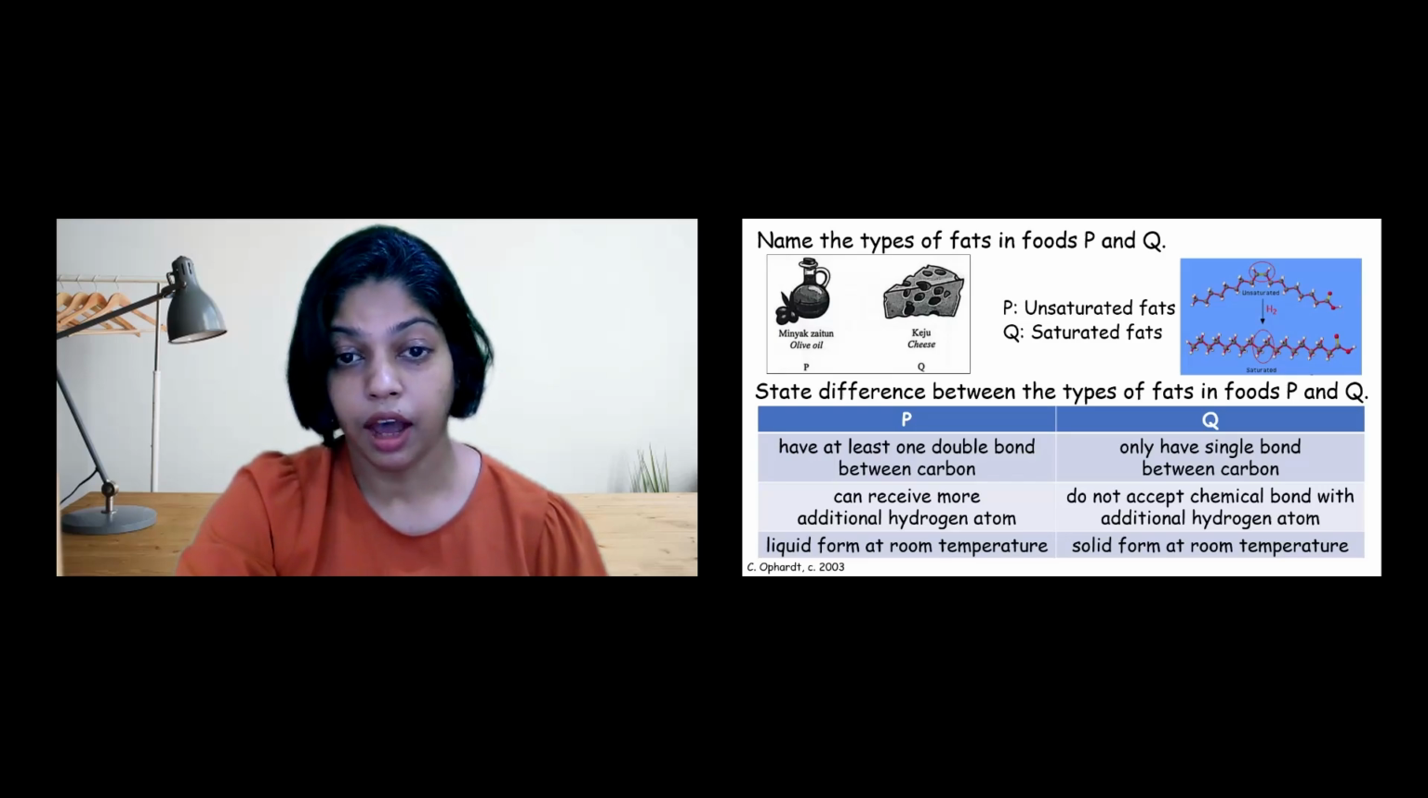Because of this, unsaturated fats can accept more hydrogen atoms, but saturated fats cannot accept additional hydrogen atoms. Another difference is that unsaturated fats are usually liquid at room temperature, while saturated fats are usually solid at room temperature.